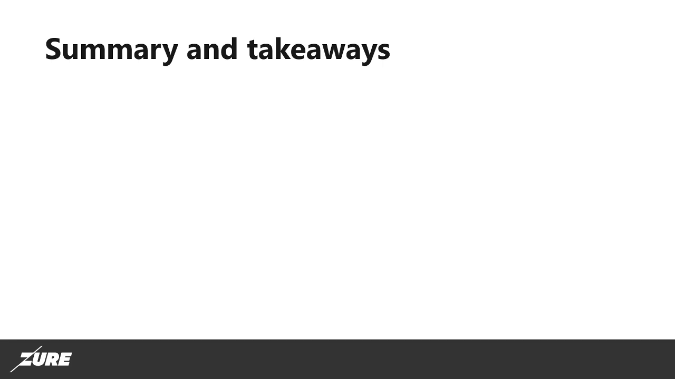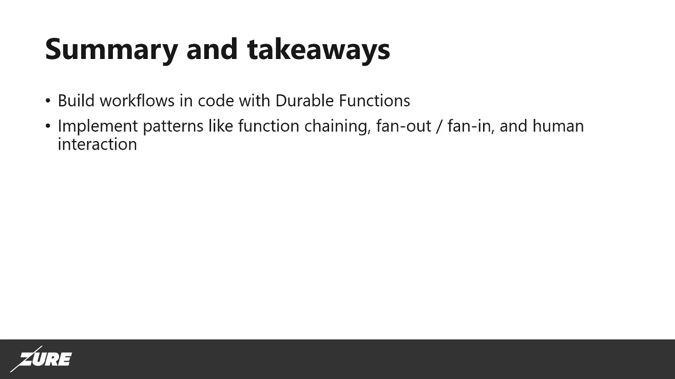Now, for some summary and some takeaways for you. You can use durable functions to build workflows in code. If you do prefer using a graphical user interface, you can use, for example, Logic Apps, you can use Power Automate, things like that. They make it very simple to do things, but they're also a little bit less flexible. I tend to prefer durable functions for almost everything. It allows you to implement these things like function chaining, fan out, fan in, and human interaction quite easily. The API makes the abstraction quite nice to understand.